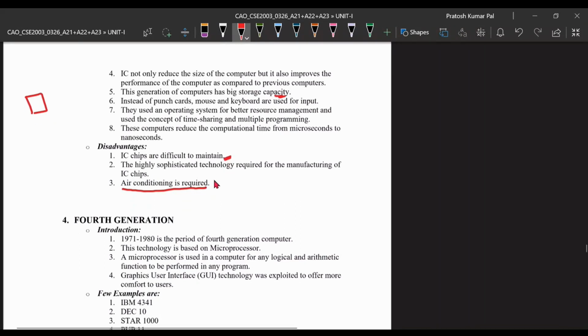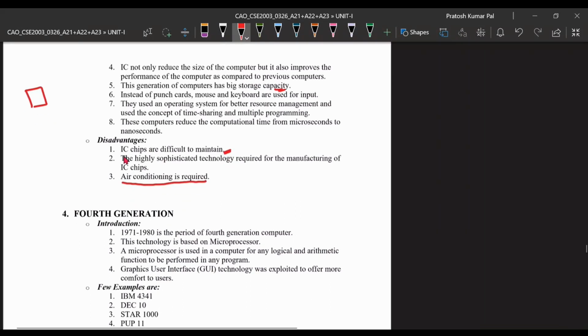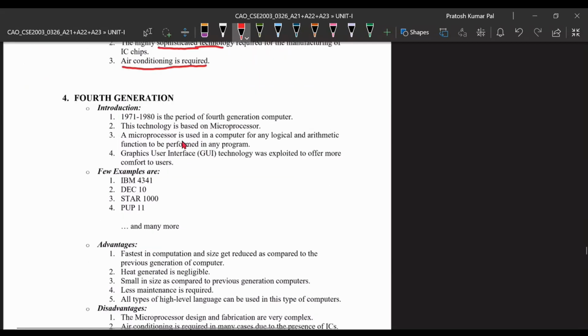And also, at that time the IC designing technologies were not that good, not sophisticated. Nowadays we have very fine IC designing technologies, but at that time they were not that efficient. So that was also a problem in IC based computers.